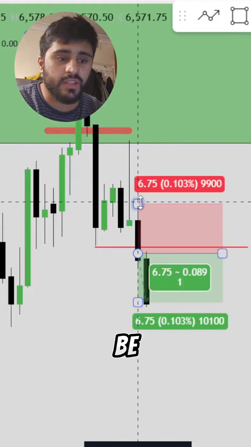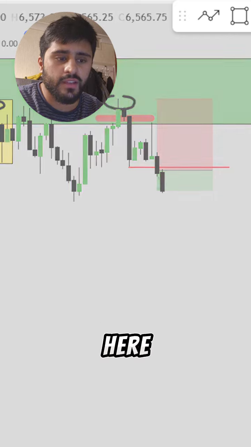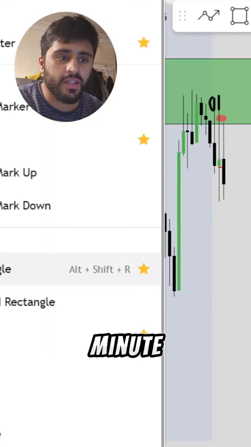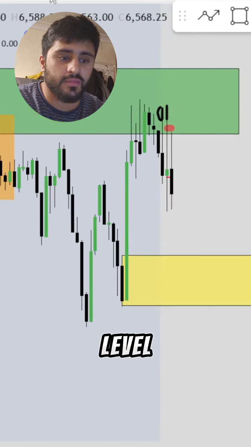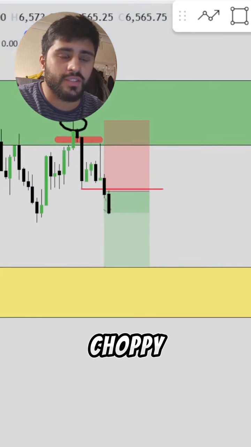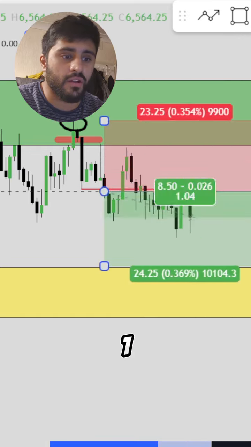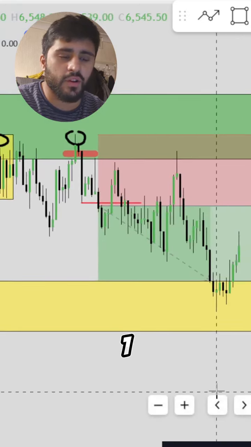So this could be a short entry. This is how I'd enter short. I would have my stop loss over here, and realistically, on the 15-minute, I would just target the next 15-minute fair value gap. This would be the next level down here. If we break that trade down, it was an extremely choppy session, so only about a 1-to-1, depending on how you trade this. Very choppy session, but again, 1-to-1 was hit.